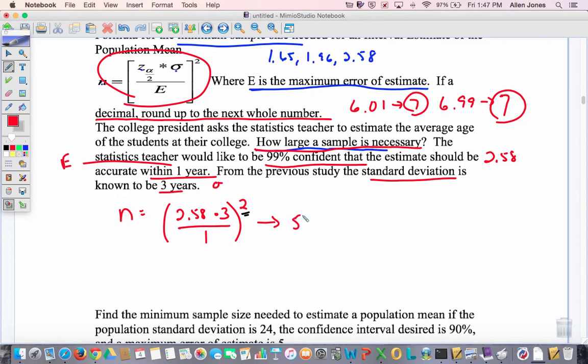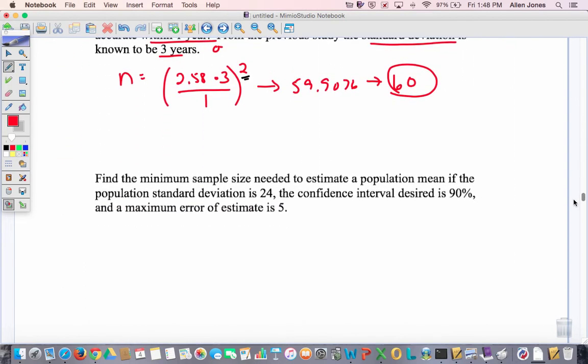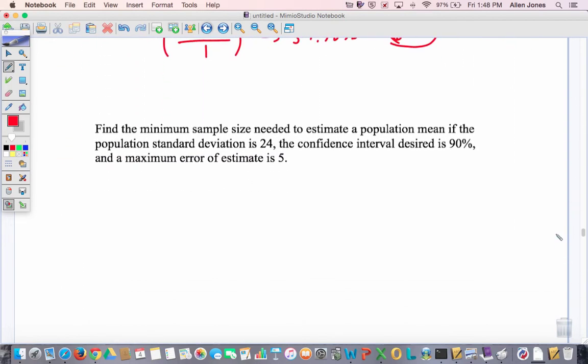In this case, I really don't need to divide by 1, but I'll mention it. We divide by 1, and if we do that, we get 59.9076. We round that decimal up, so the minimum sample size that we need is 60. We have to have at least 60 people surveyed in order to construct this interval that the president wants.